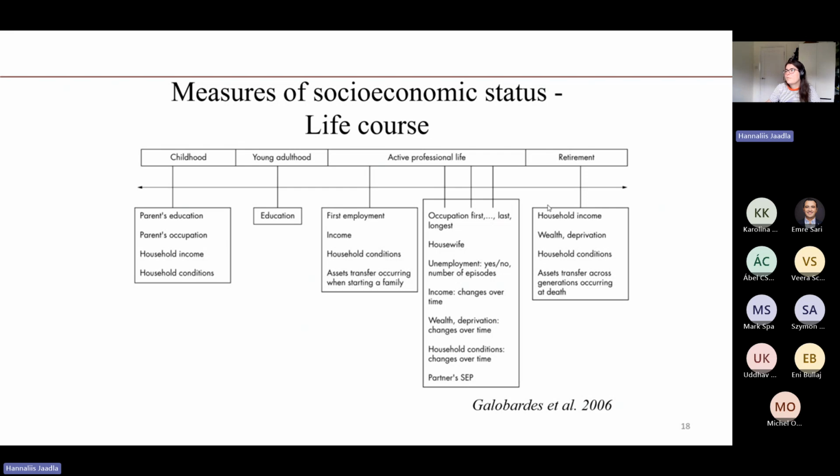And measures you get from older people might be more to do with household income, wealth, but also thinking about asset transfers. So quite a lot of studies use probate inventories or wills to estimate people's social standing in later life.